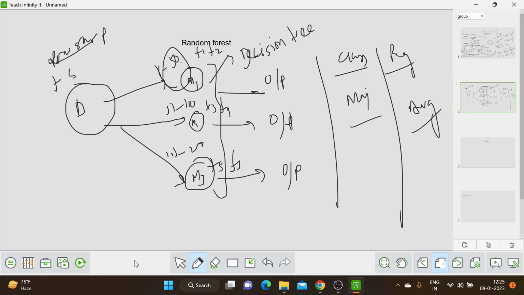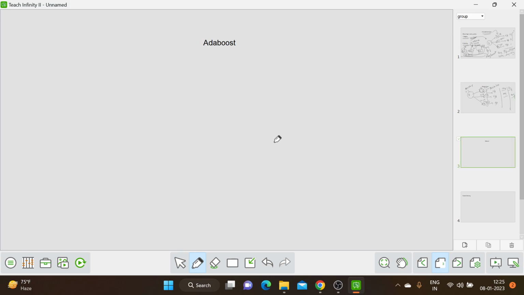Next is the boosting technique we will see: AdaBoost. What is the AdaBoost or boosting technique? A weak learner is passed to another weak learner, together forming a strong learner. There are various mathematical calculations in AdaBoost. I will not teach the mathematical expressions in depth; I will just make it a little easier.